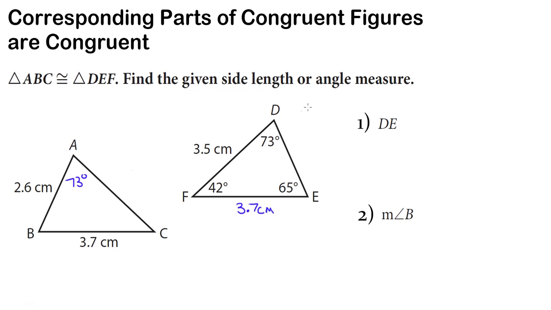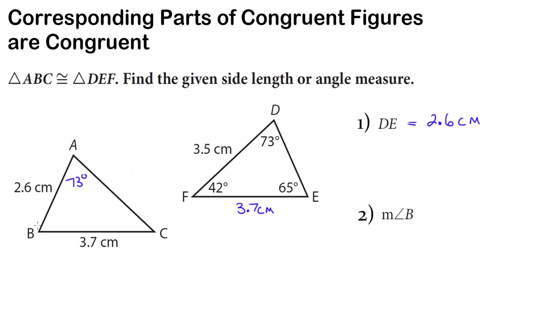So understanding that concept, we can go ahead and answer these questions. It says triangle ABC is congruent to triangle DEF. Find the given side length or angle measure. So number one says we need to find the length of side DE, which is right here. So I look back at the names. DE are the first two letters. So that means side DE corresponds to side AB. And we see here that side AB measures 2.6 centimeters. So now I know that side DE also measures 2.6 centimeters.